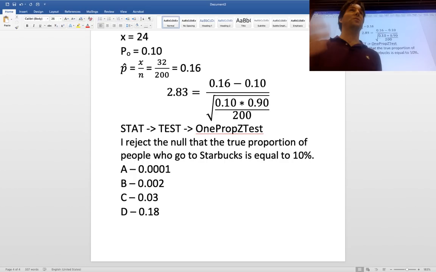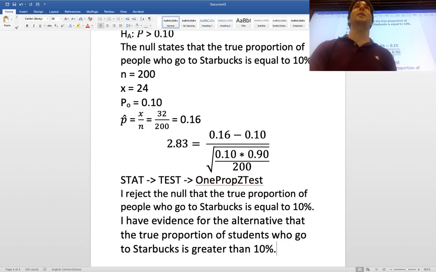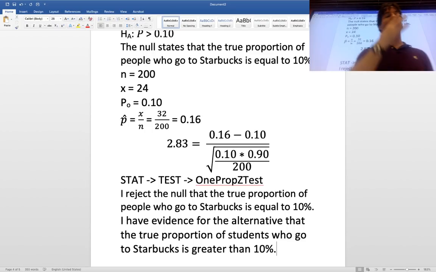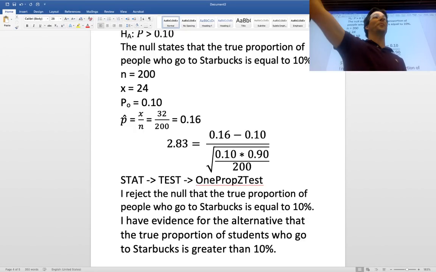And then what do we say next? I have evidence for the alternative. And so we basically can take this right here and we say, I have evidence for the alternative that the true proportion of students who go to Starbucks is greater than 10%. The question could read, UT will open another Starbucks if at least 10% of students are going to Starbucks. Would UT have evidence with our new example here to open that next new Starbucks? They would have evidence. They would.